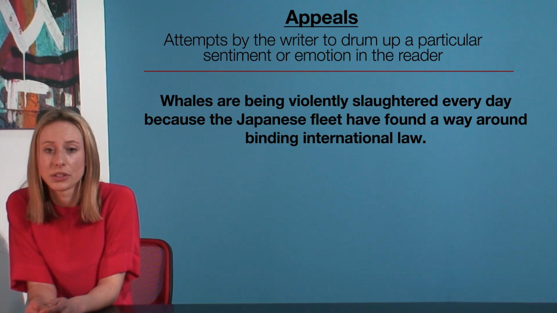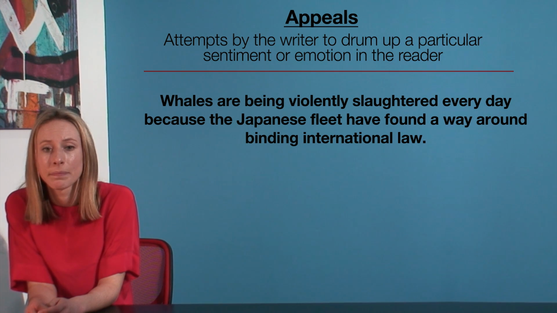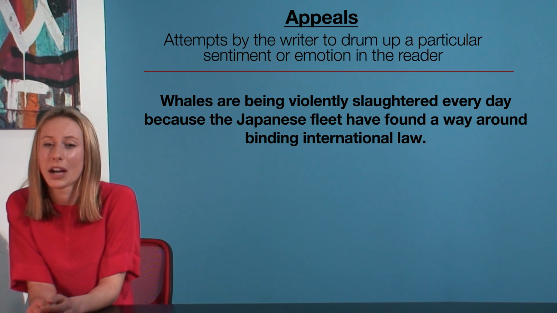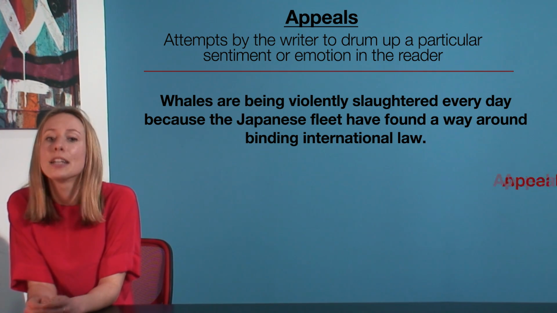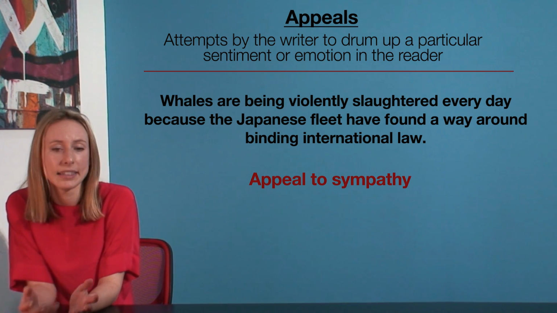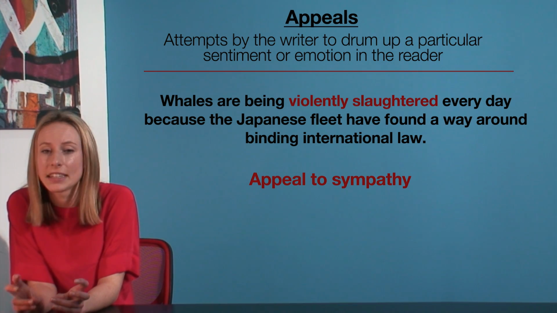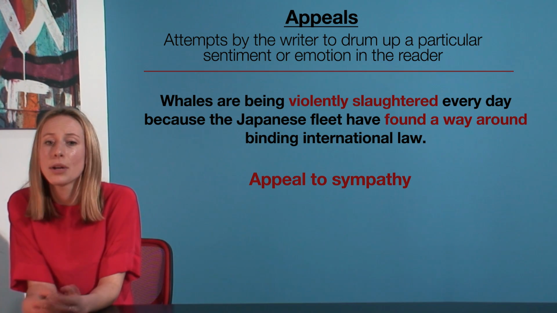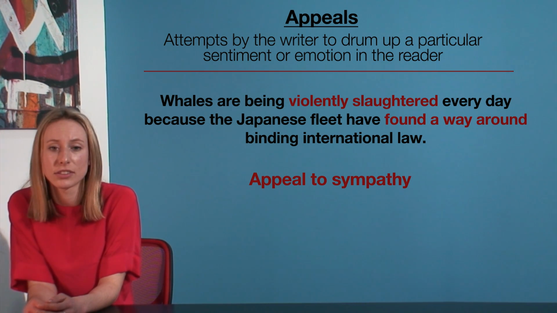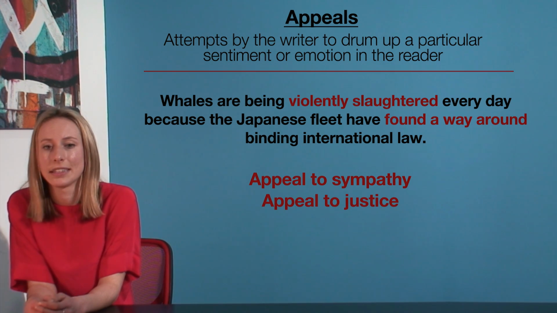Whales are being violently slaughtered every day because the Japanese fleet have found a way around binding international law. There are a number of different techniques being implemented in this sentence. We're just going to look at what kind of appeals are at play. Whenever you see emotive language being used, it's likely that an appeal to sympathy is present. In this case, the suggestion of whales being violently slaughtered is strong imagery that makes the reader feel sorry for the whales. Furthermore, the idea of a group finding a legal loophole can evoke frustration or indignation in readers who have an expectation of the law to correct injustices, forming an appeal to justice in this case.